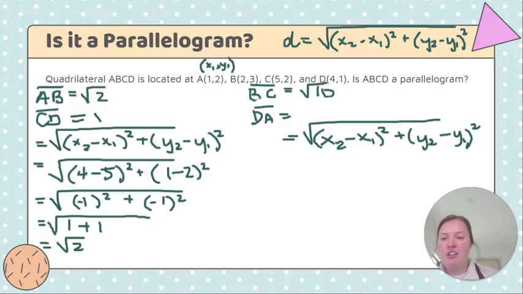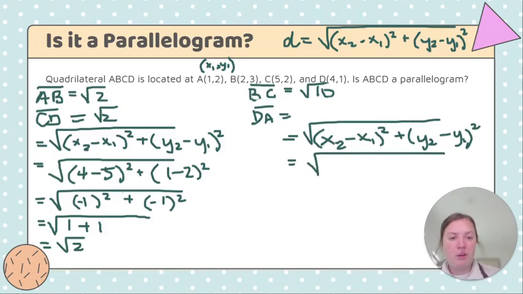Okay, beautiful. We have the first step to proving a parallelogram, which is that these opposite sides are congruent to each other. Now, next step here, let's figure out DA. So we're going to replace values. D is going to be my point 1 and A is going to be my point 2. Is that how I want to do it? Yeah, point 1, point 2. So x is going to be 1 minus 4 squared.